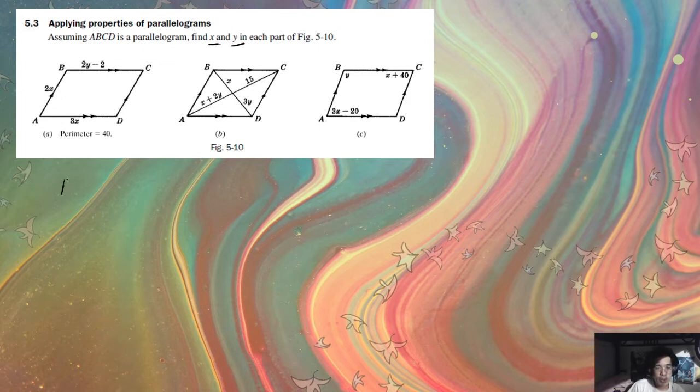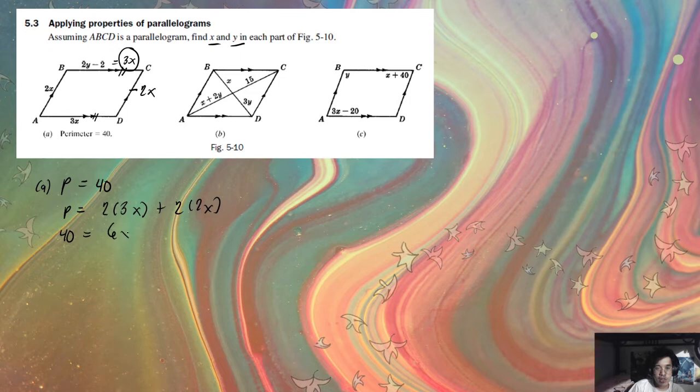Since the perimeter for letter A is equal to 40, and we know that the perimeter is just equal to the sum of all of the side measurements of this figure, therefore, since 2y minus 2 is equal to 3x, we can say that BC is also equal to 3x, and CD would be equal to 2x. So the perimeter is just equal to 2 times 3x plus 2 times 2x. And that should give us around 40.